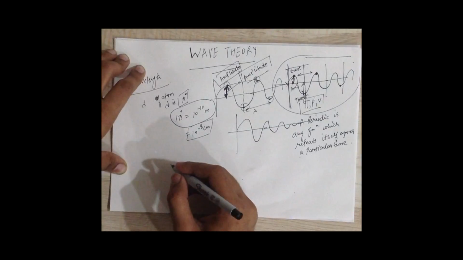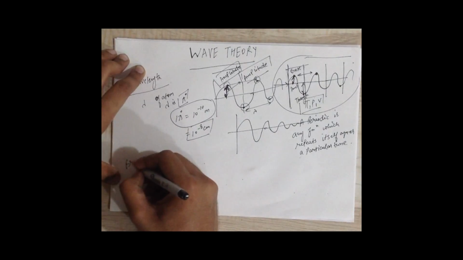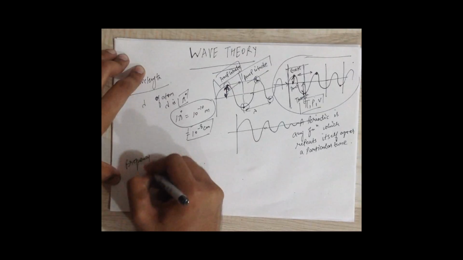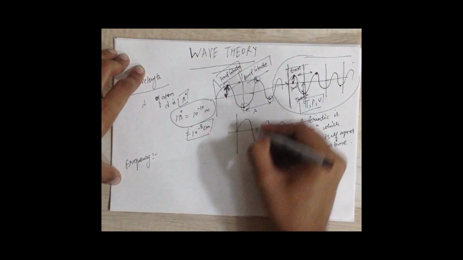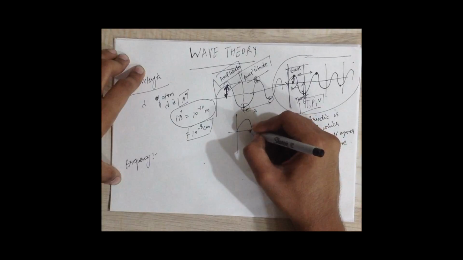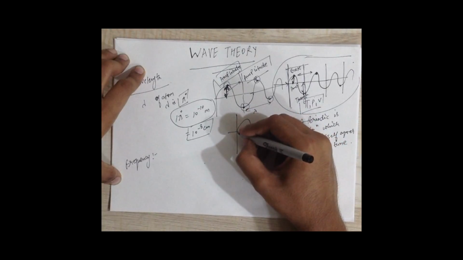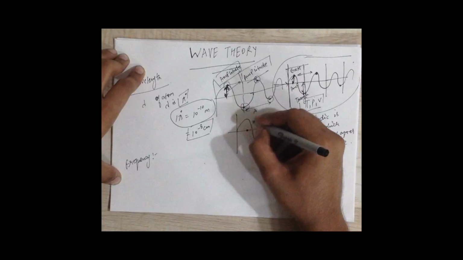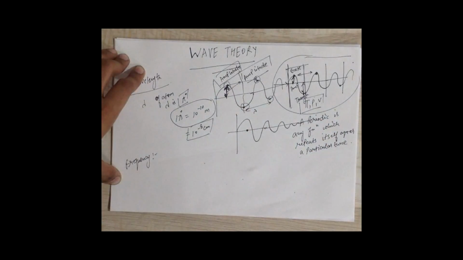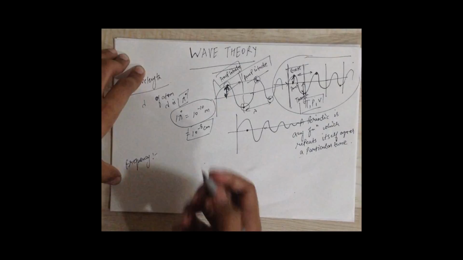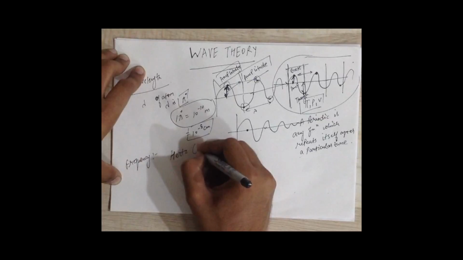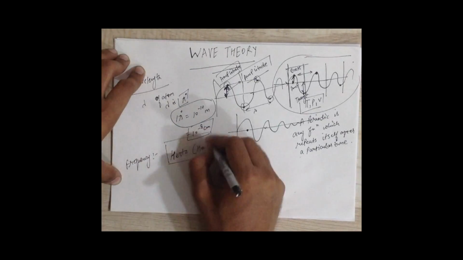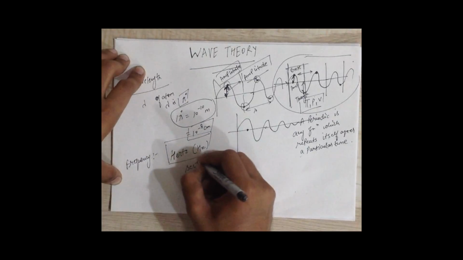The second important term in a wave is frequency. So what is the frequency of a wave? Frequency of a wave is defined as the number of waves which pass through a point in 1 second. So if this is a wave and we take this particular point, the number of waves that are passing through this particular point in 1 second is known as the frequency of the wave. Frequency is measured in terms of hertz. Its unit is second inverse.